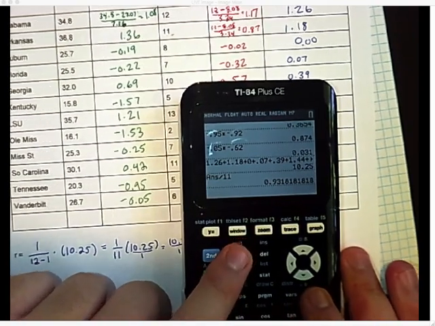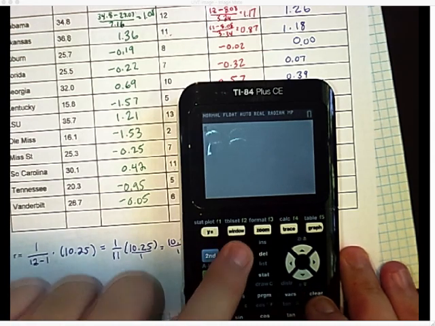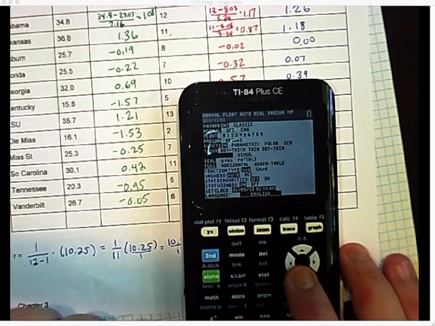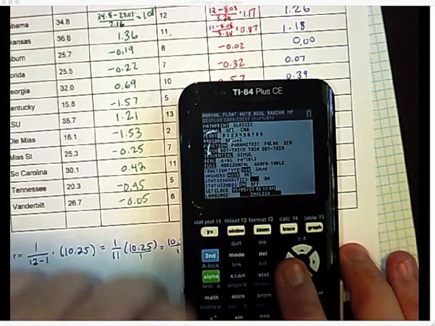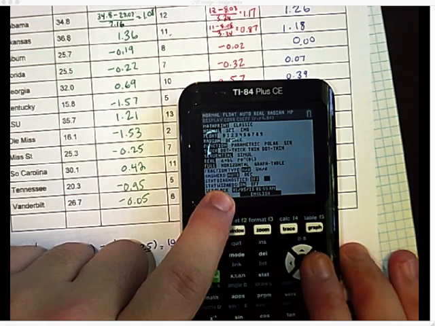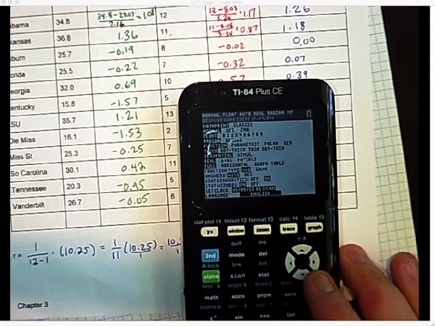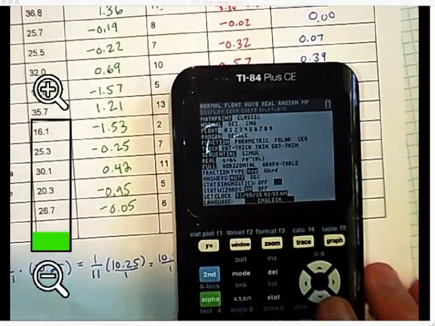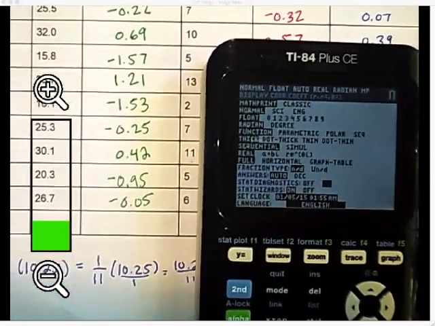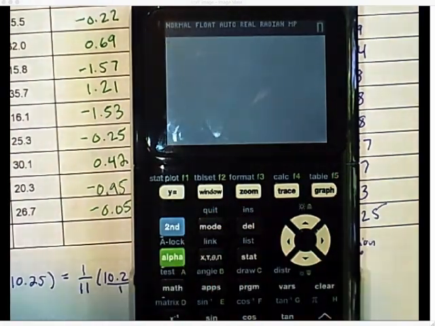So before we can figure this out, make sure you clear that off. Go under your mode, and at the bottom, you should see something that says Stat Diagnostics and Stat Wizards. Make sure both of those are on. So here is actually how you figure out the R value with your calculator.